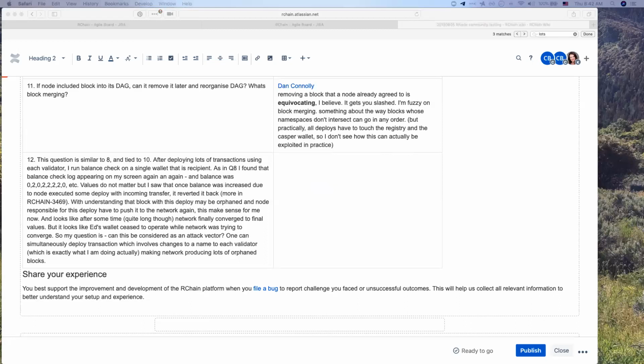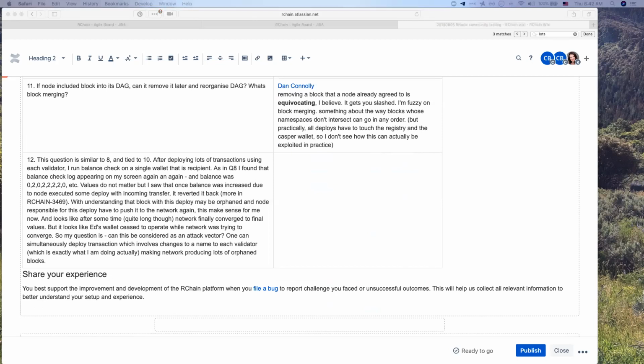Well, I would just say it's hard to say what the reason is, but you're saying all your deploys got processed, but the network is unresponsive afterwards.